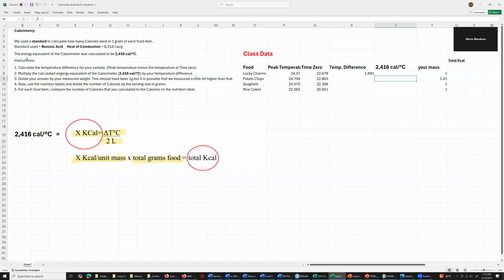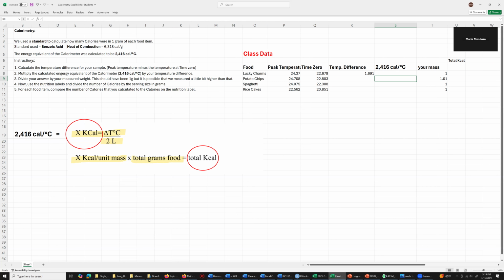Now, the energy equivalent of the calorimeter was calculated to be 2,416 calories per degree Celsius. Now, the lab technician and I were supposed to do this before you guys arrived, I believe, but we didn't have time. So we are using the value that they calculated last time. So it shouldn't change. It should be the same. So that's what we have right here for our calculations.